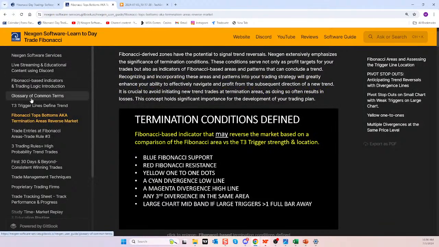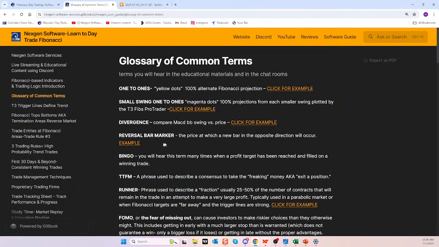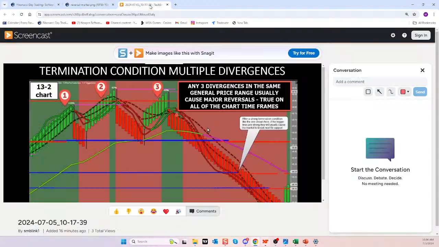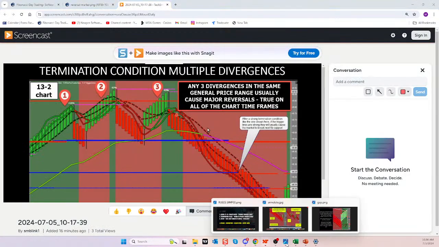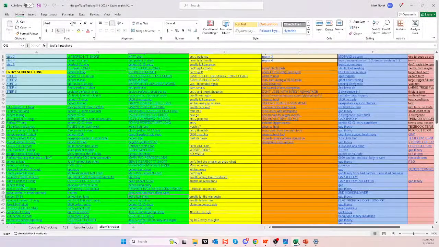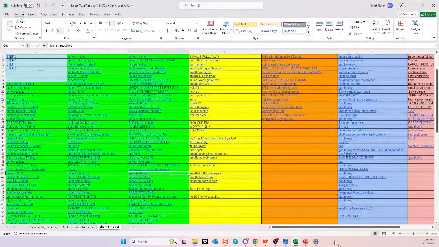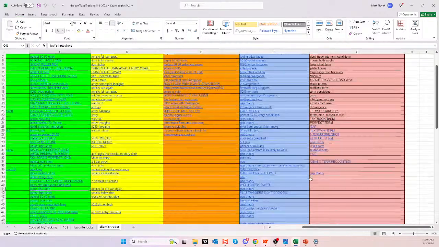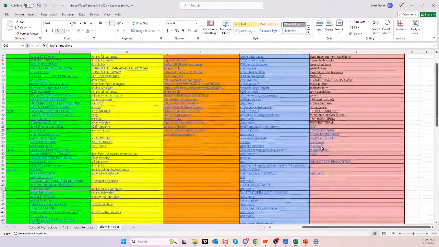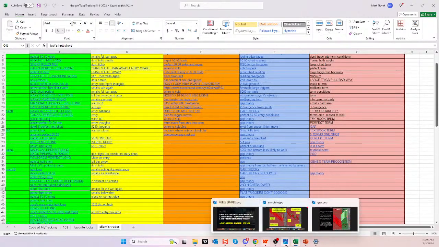A reversal bar marker is nothing more than the price that whatever the most current bar is becomes a bar in the other direction. So the first way we're going to use it is to determine if the mid-band is a termination condition. And we're going to use that for the gap theory is what it's called. And just a heads up, there's about 50, probably 25 pictures of the gap theory in patterns that repeat themselves in termination conditions. So good study tool.